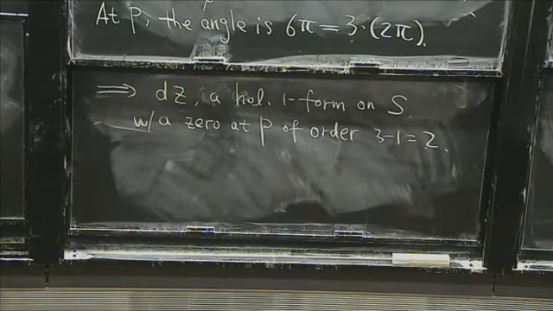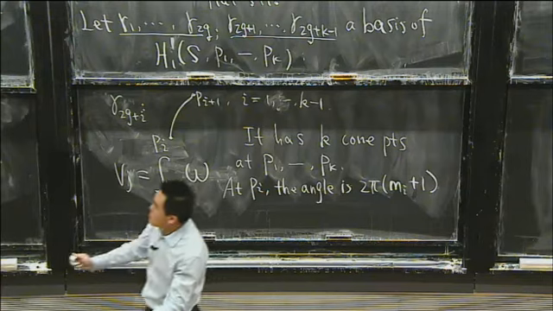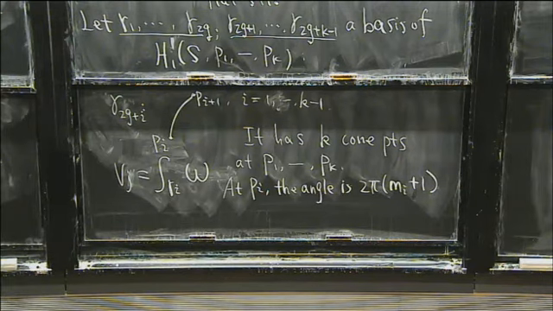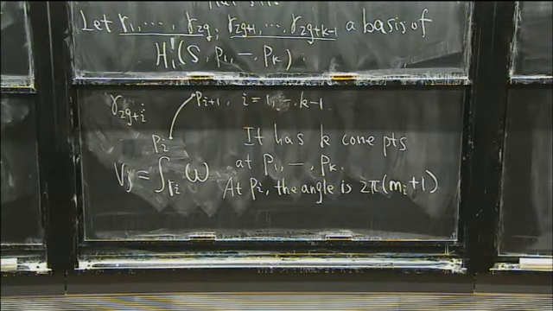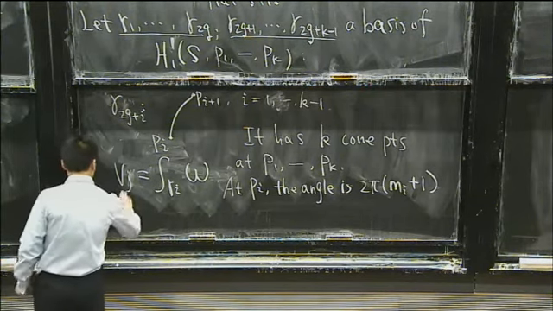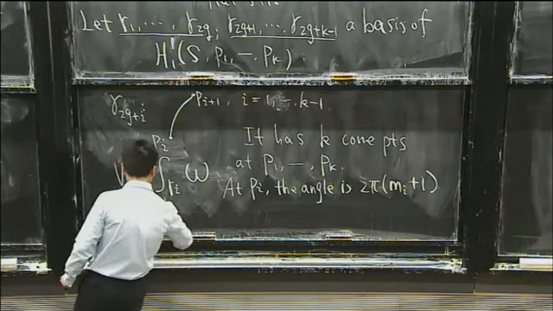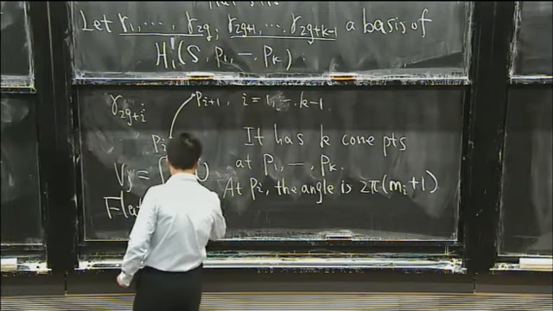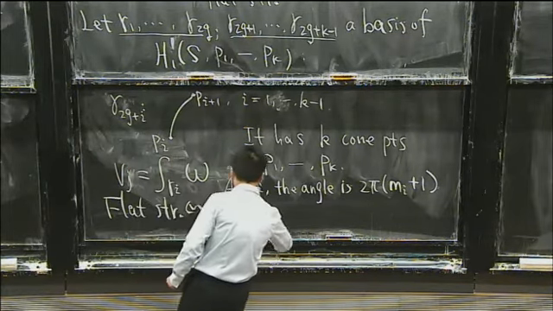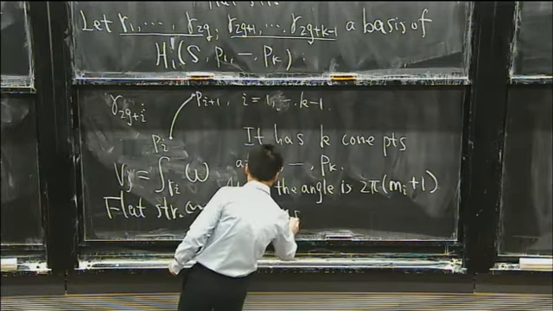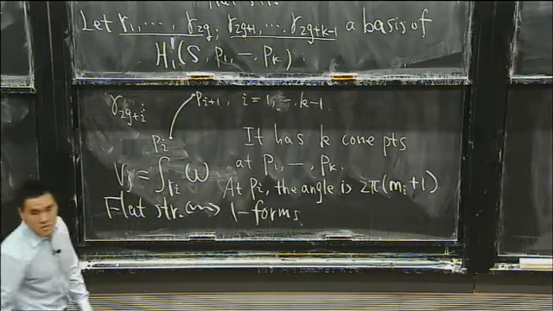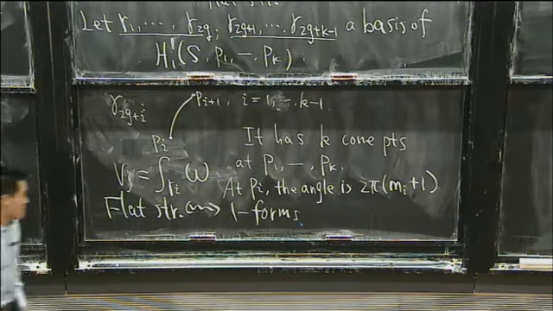All right, I hope I have already convinced you. This is a two-way relation. Flat structures or flat surfaces and holomorphic one forms are basically the same thing, but two different viewpoints.